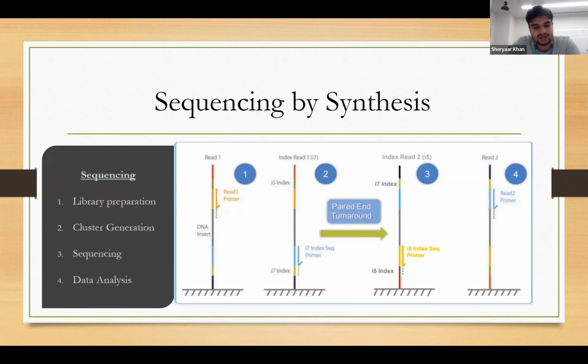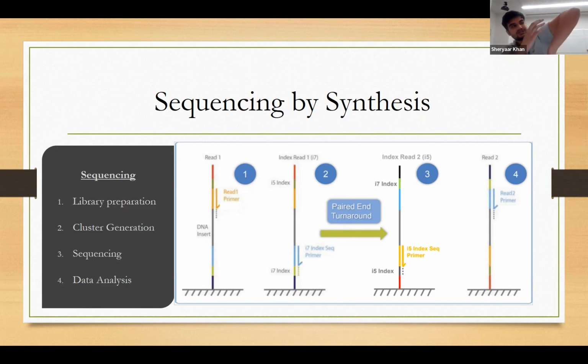The reason we have two reads is because we can only read things in one direction. We can't read two lines at the same time. We've got to do one and then the other. So essentially, we want to read the first one, and then it does something called paired end turnaround, which is where it flips over, and then you read the other side. And that way you read both sides.